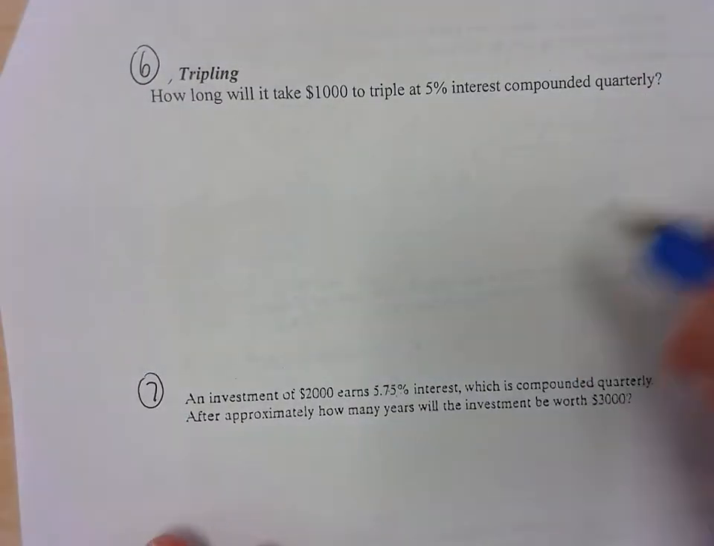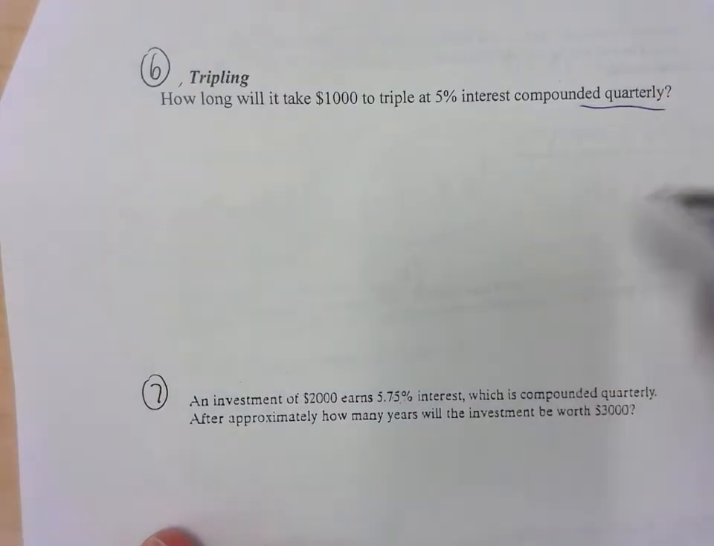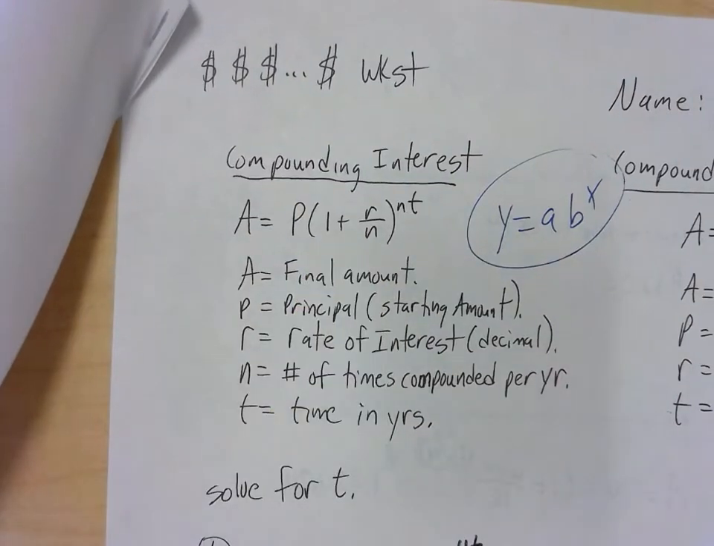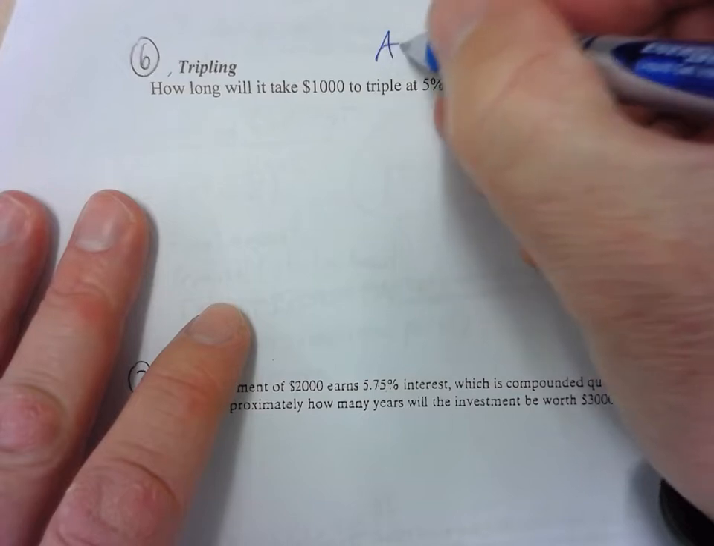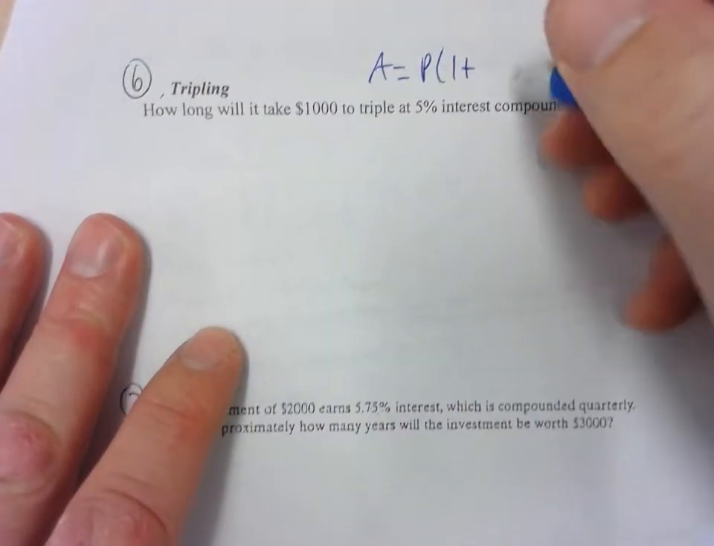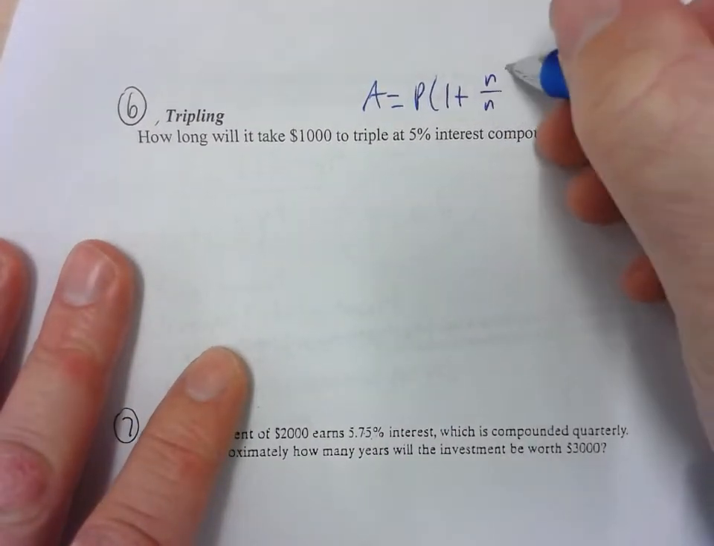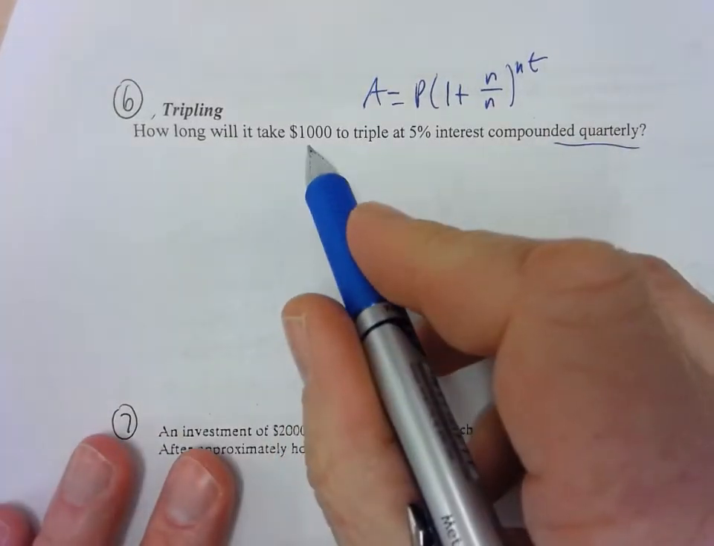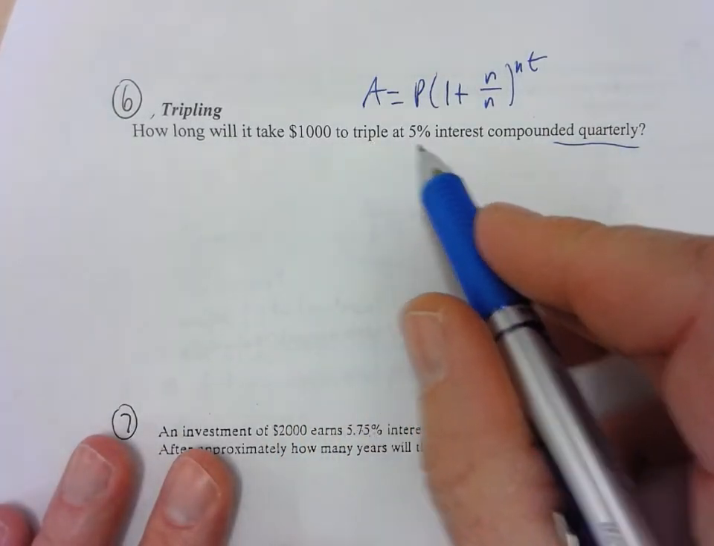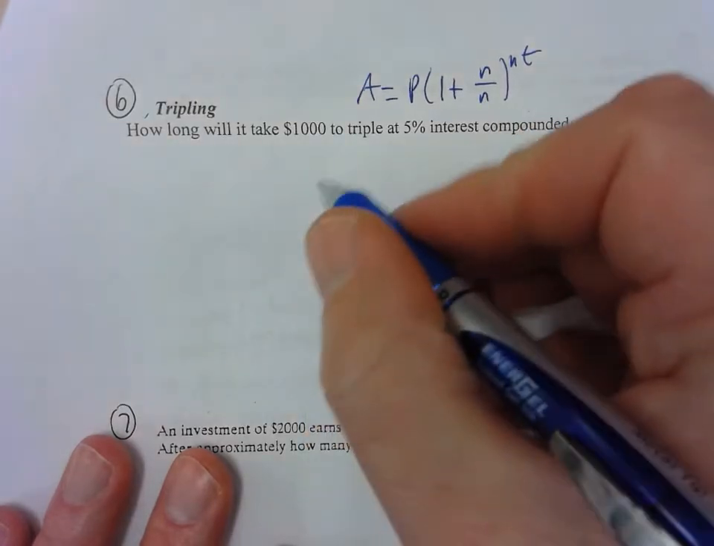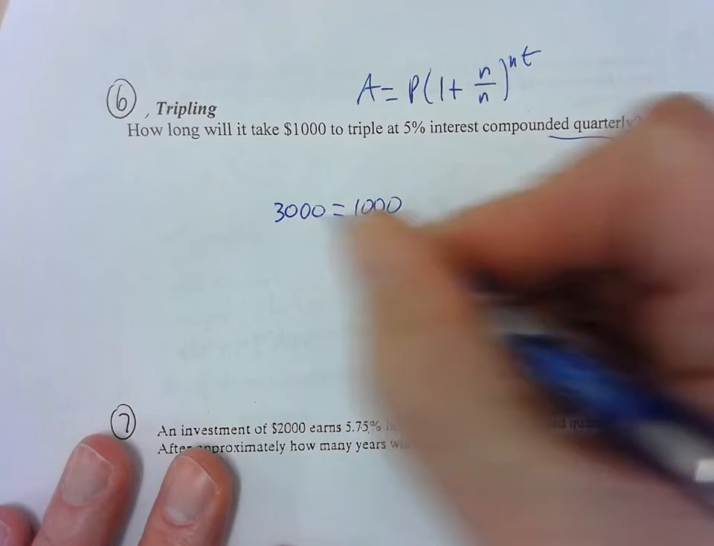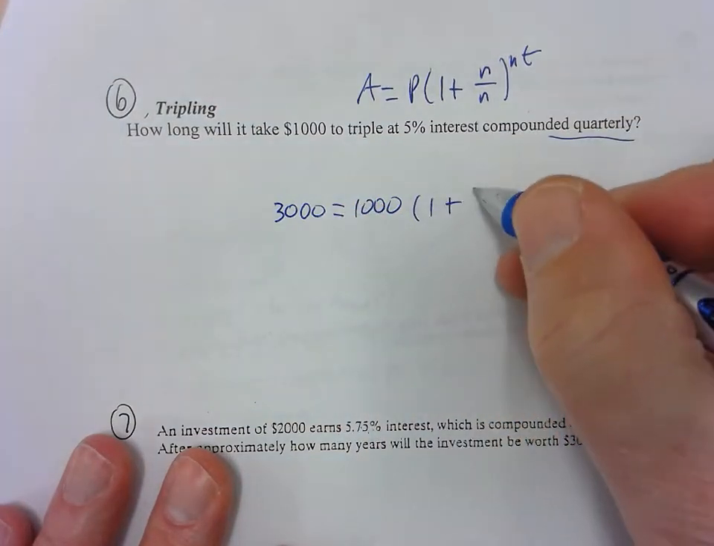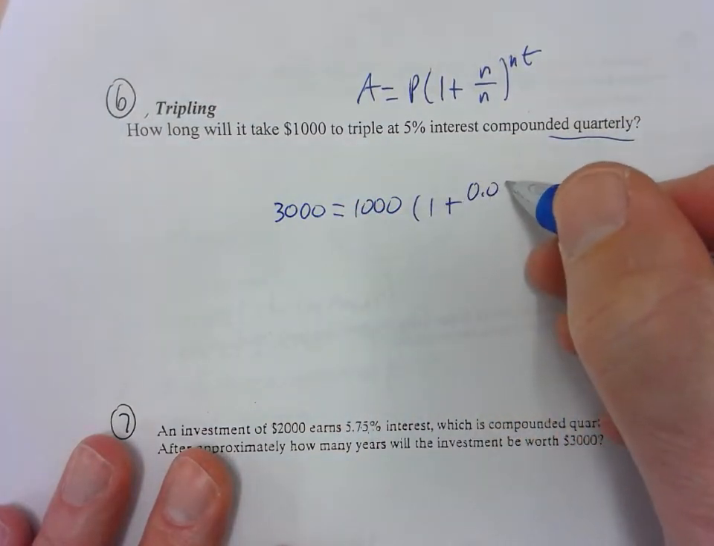Okay, now we're tripling money, and it says compounding quarterly. By compounding quarterly, we're using the n business, so we're going to use this formula right here. The amount is equal to P times 1 plus r over n, to the nt power. So it's $1,000 tripled, 5% interest, compounded quarterly. My starting amount is 1,000, and I'm going to triple it, which means I get 3,000. 1 plus the interest rate, 0.05.